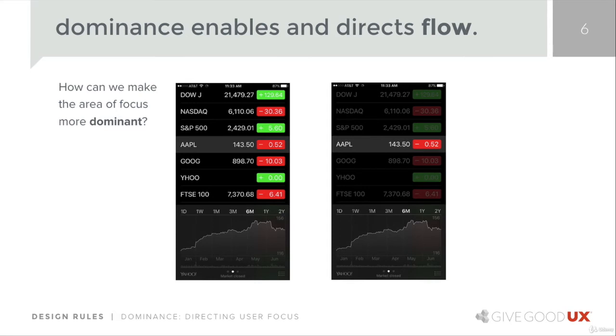Everything else doesn't go away completely because in this instance, we're looking at stocks. So the context is important, or at least on some level, being able to sort of see surrounding information is important, which is why we didn't get rid of it completely. And like the other redesigns that I've showed you so far, this is subtle. It's a tiny little change. It doesn't require a whole lot of effort, but it pays a big dividend.